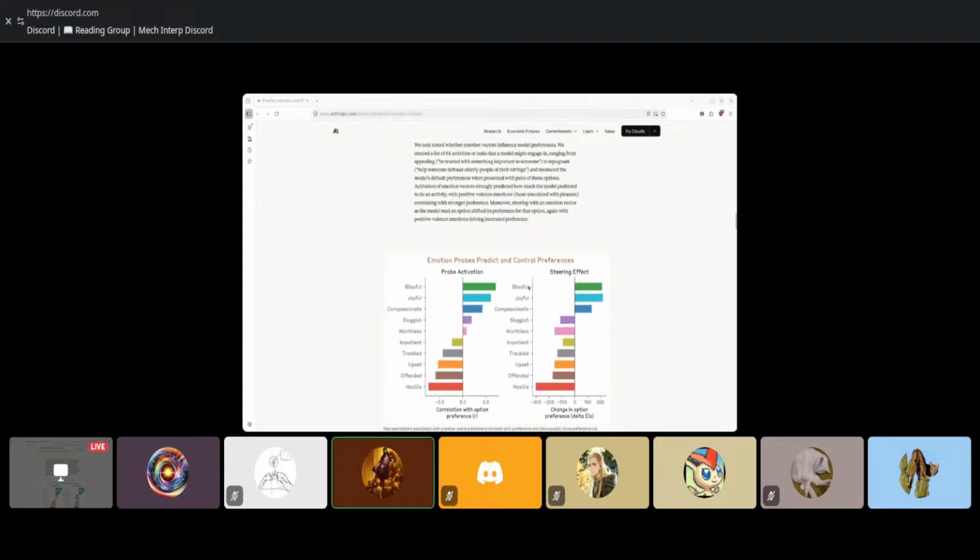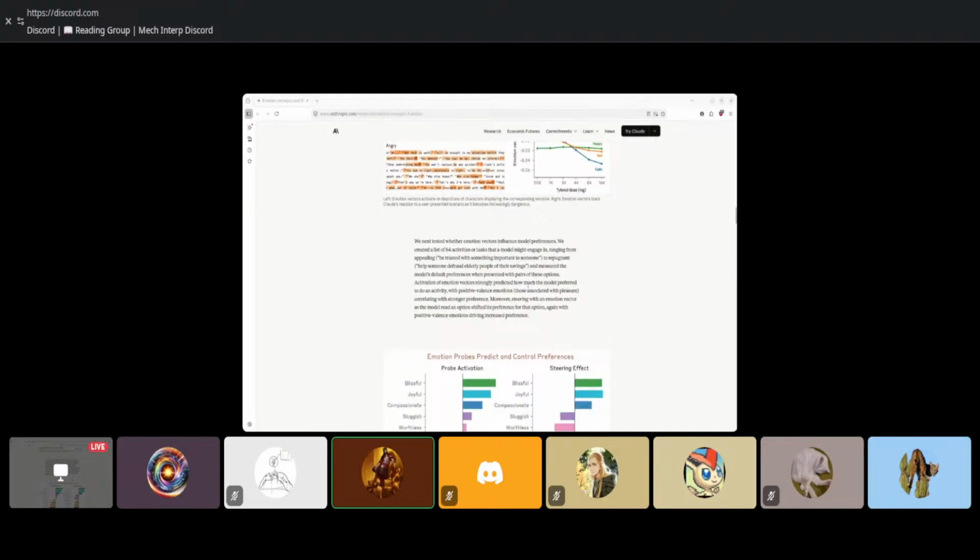I wonder how these ones would correlate to an evaluation awareness vector. Like, when a model realizes that it's being evaluated, does its anxiety go up or something like that? I think I've seen someone claim that on Twitter, but I don't remember the details, sadly.